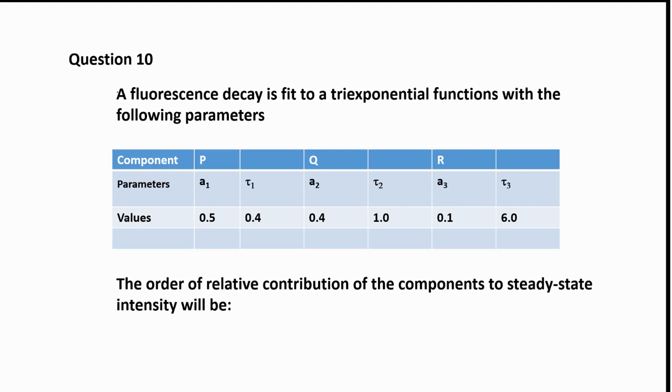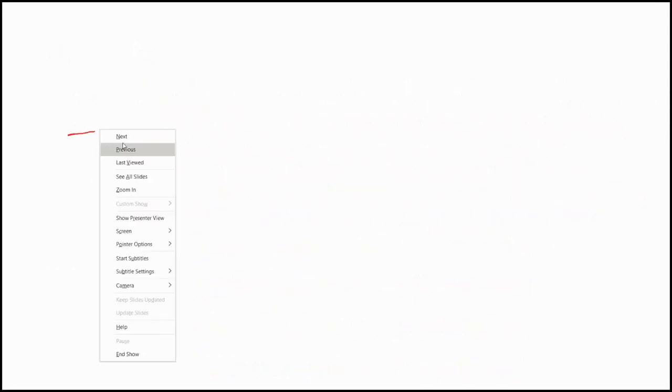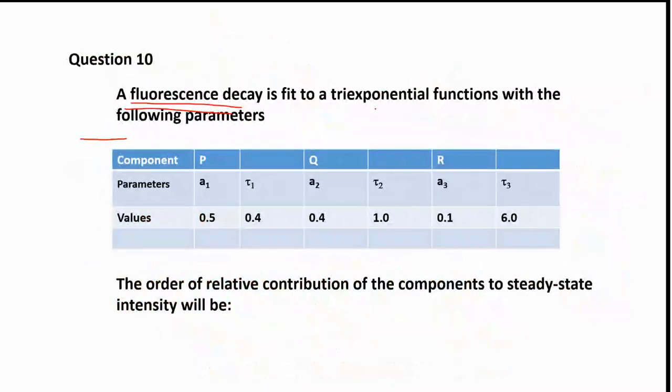First of all, what is this fluorescence decay? Suppose we go to a blank page. Suppose this is a system you have excited with some range of light. Now it has gone through some state, and then it is radiating. Suppose this decay has happened, and there are three components. Now how do we study this?